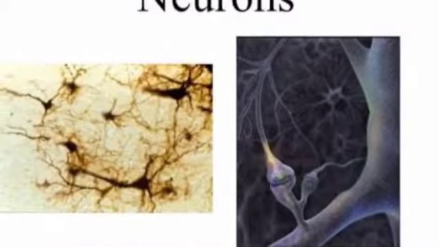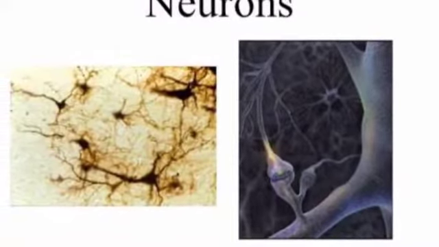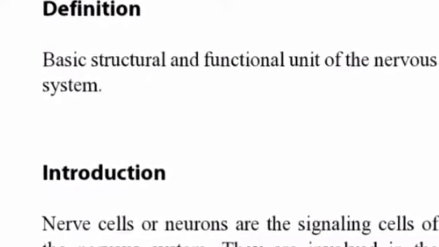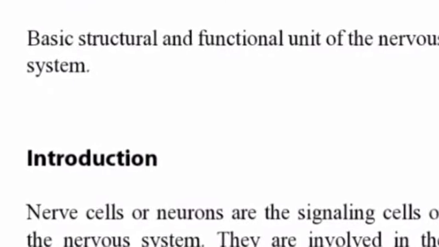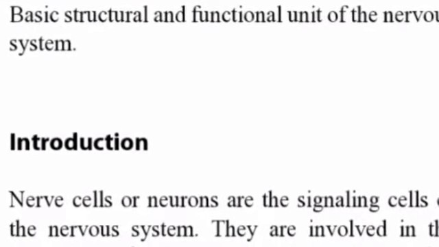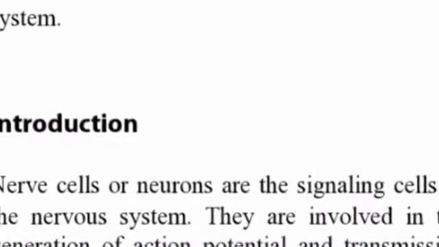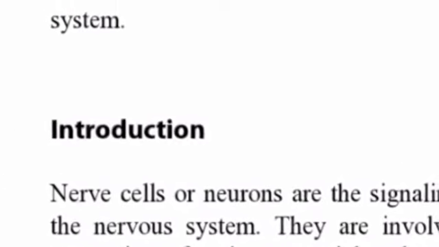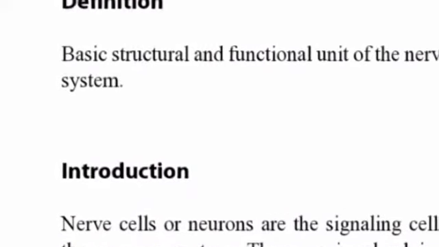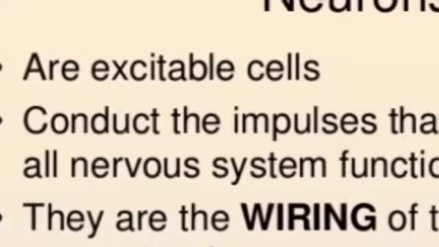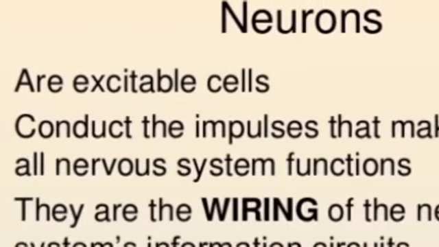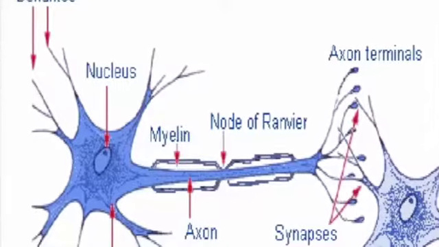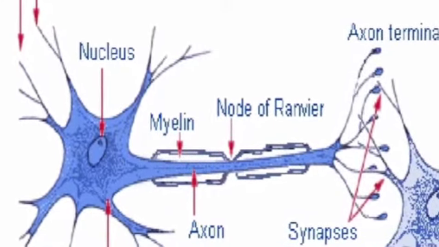Many nerve cells are bound by connective tissue. Neurons are the basic structural and functional unit of the nervous system. Neurons are also known as nerve cells. They are involved in the transmission of nerve impulses across the whole body. Nerve cells are considered the longest and oldest cells in one's body. Neurons are excitable cells. They are the wiring of the nervous system's information circuit. I hope the definition of neuron is clear to you.